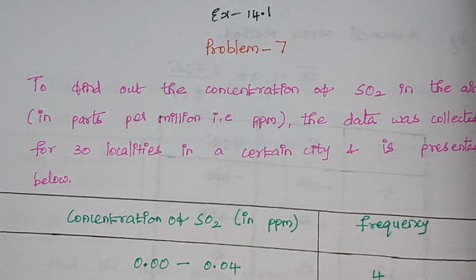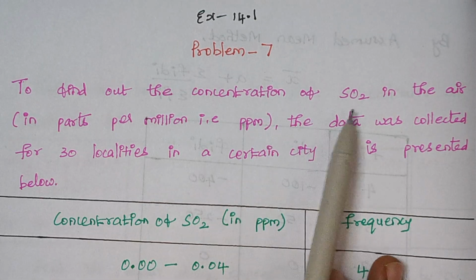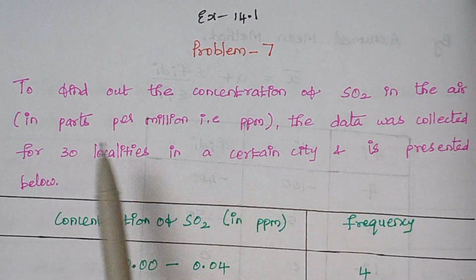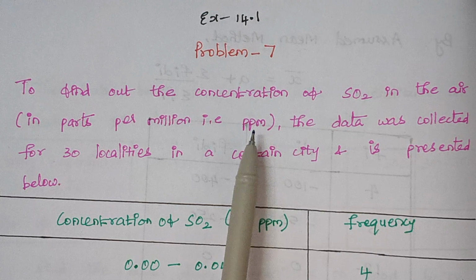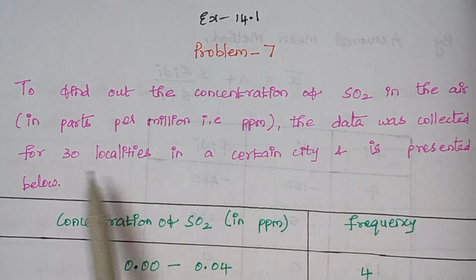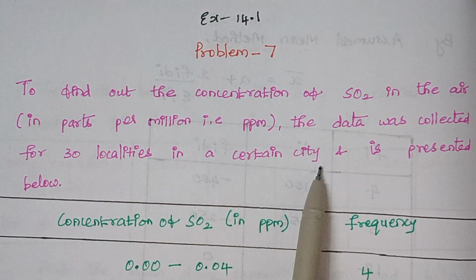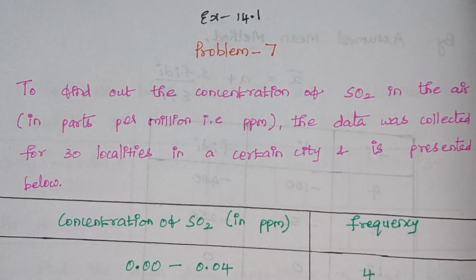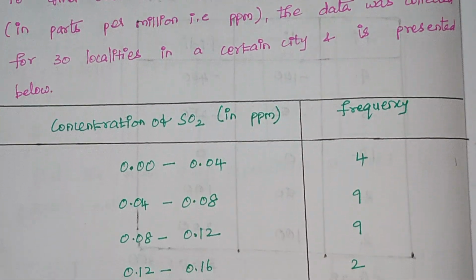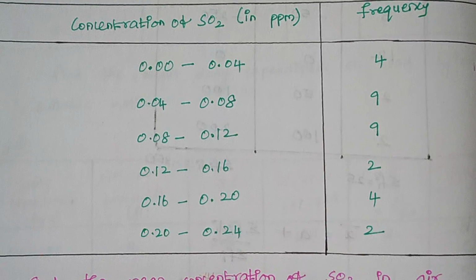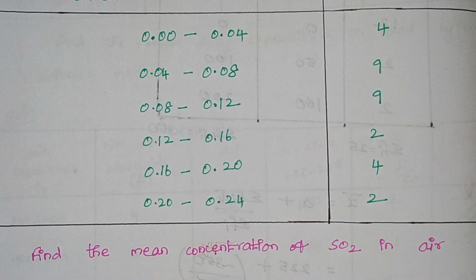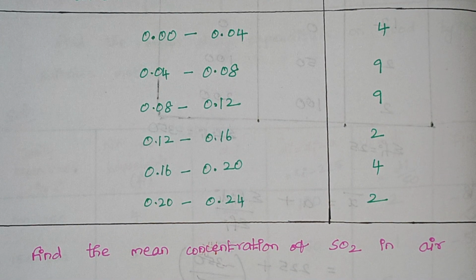The problem is to find out the concentration of SO2 in the air in parts per million, that is ppm. The data was collected for 30 localities in a certain city and is presented below. So this is the tabulation which is given in the problem. So find the mean concentration of SO2 in air.